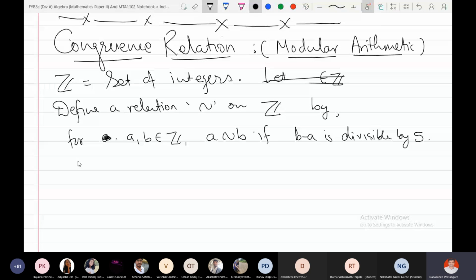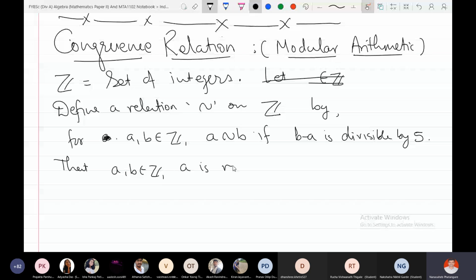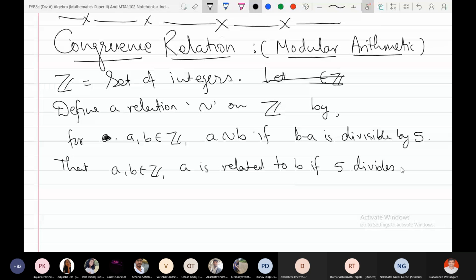So do you understand what relation I am defining? That is, a, b belonging to Z, a is related to b if 5 divides the difference of a and b. This is the definition of the relation I am defining now.